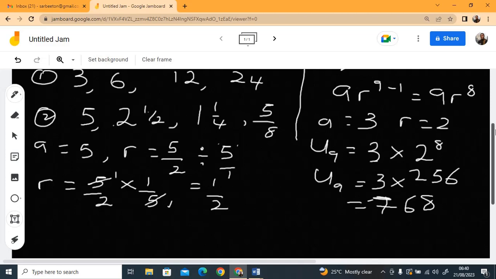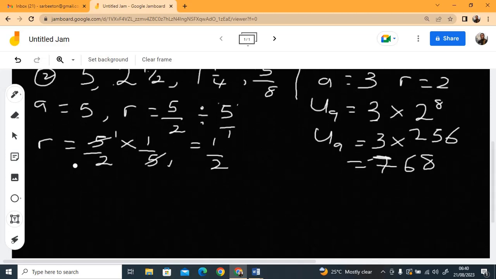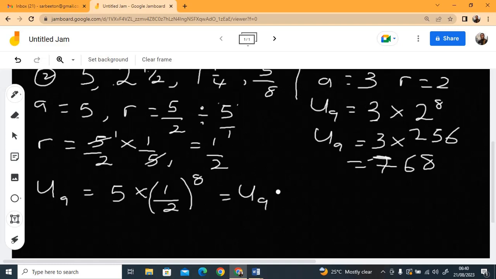Now using it in our formula, our first term is 5. So your u9, the ninth term, will now be 5 times 1 over 2 raised to power 8. So it's just the same thing. u9, that is the ninth term here, will now give us 5 times 1 over 768.